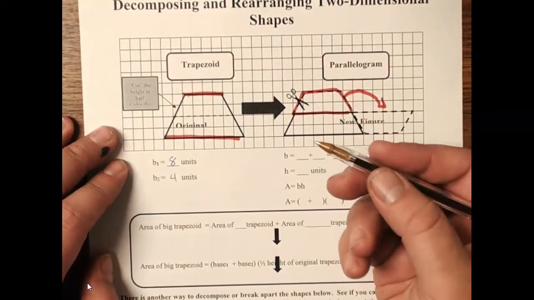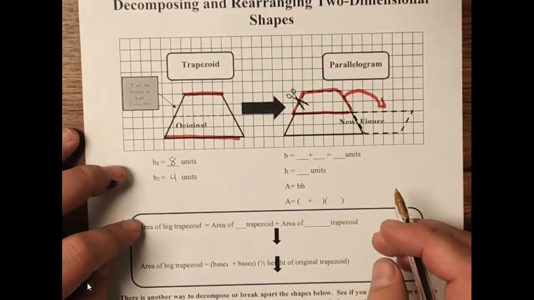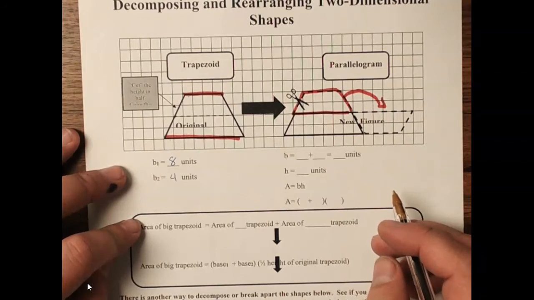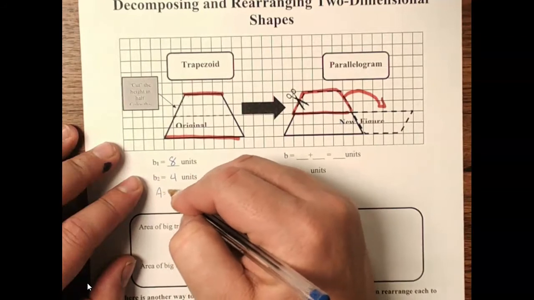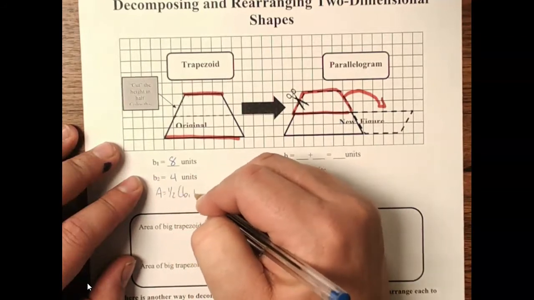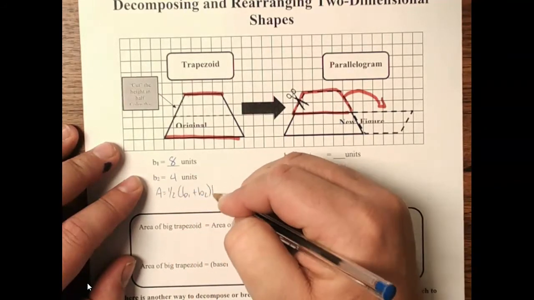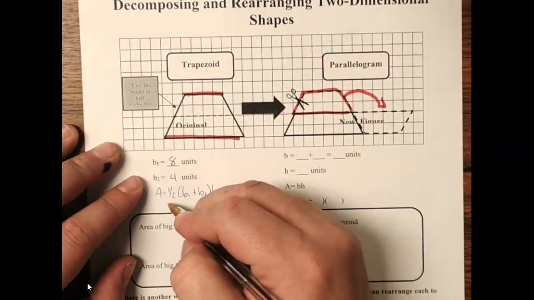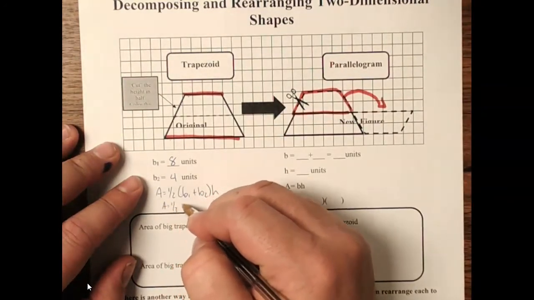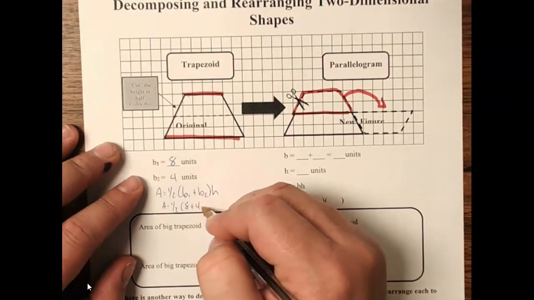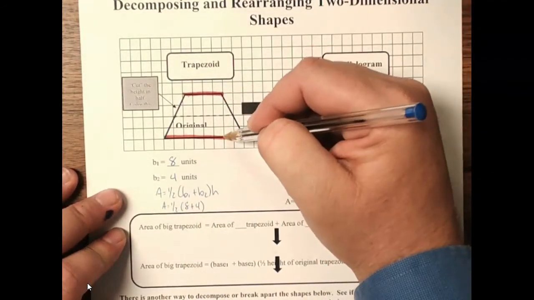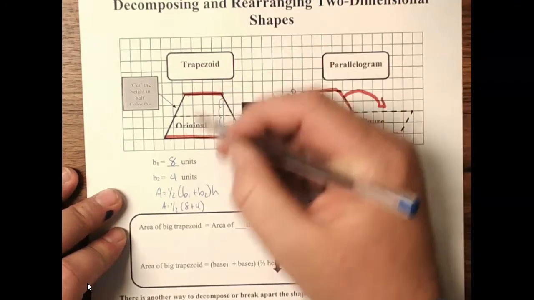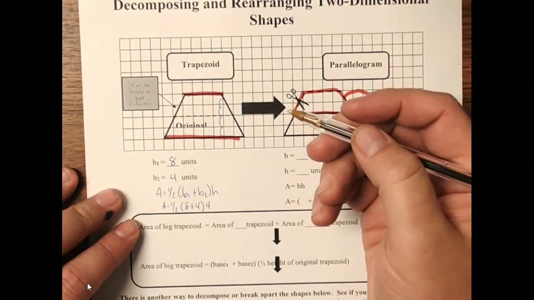And the formula for the area of a trapezoid is area equals 1/2 times (B1 plus B2) times the height. So my area is 1/2 times (8 plus 4). And we haven't figured out the height yet, so let's do that. Remember, height has to go from the base to the top. 1, 2, 3, 4. My height is also 4.